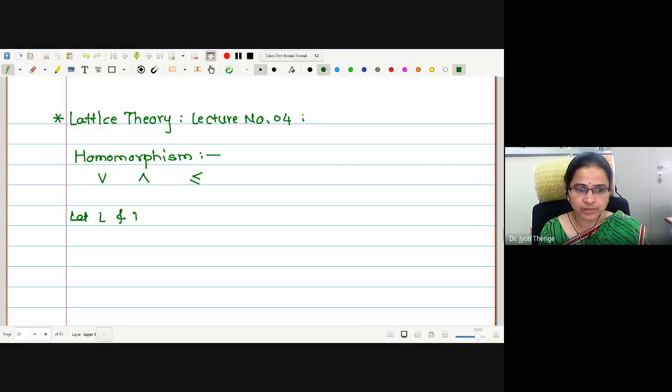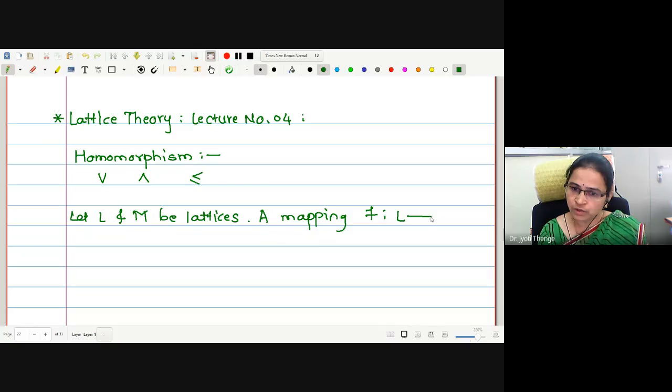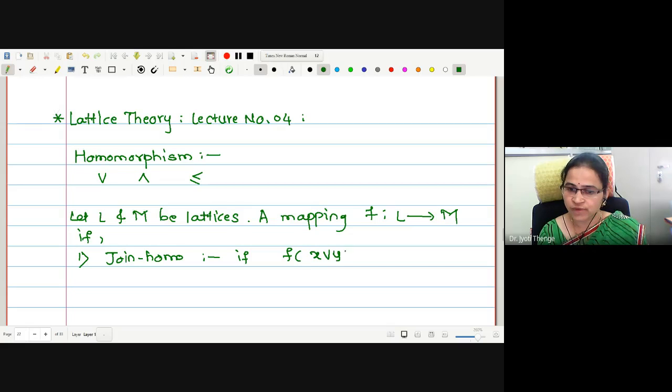Let L and M be lattices, and let there be a mapping f from L to M. Now we are writing the conditions along with the homomorphisms. First, it is join homomorphism. When will it be a join homomorphism? If f of x join y is equal to f of x join f of y. Therefore, which operation is preserved here? The join operation is preserved here.